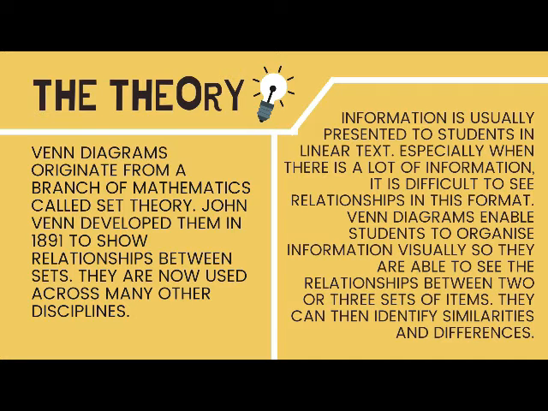Information is usually presented to students in linear text. Especially when there is a lot of information, it is difficult to see relationship in this format. Venn diagrams enable students to organize information visually so they are able to see the relationship between two or three sets of items. They can then identify similarities and differences.